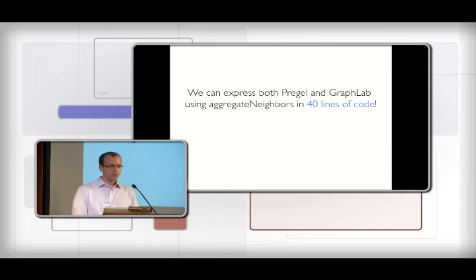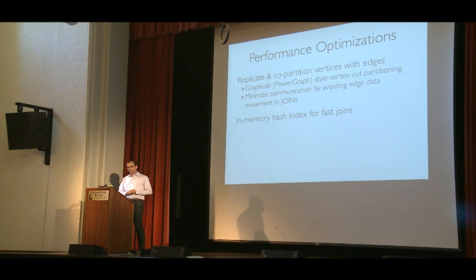Okay. So what's really actually pretty crazy is that we can express full systems like Pregel and GraphLab using just this aggregate neighbors function in conjunction with those earlier operators I described. And actually, in this case, in under 40 lines of Scala code, which is saying a lot. And so we actually built the system, and there is a prototype that people could, in theory, download.